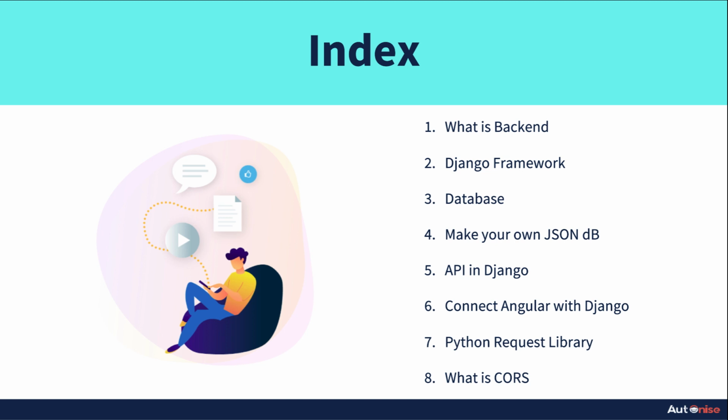then we'll look into the Django framework, then we'll deep dive into the database and the database structures, and then we'll try to make our own database using JSON. Then we'll know about the APIs in Django and how to make one and what are the APIs. Then we'll try to connect the whole Django part with the Angular front end, which we earlier made.